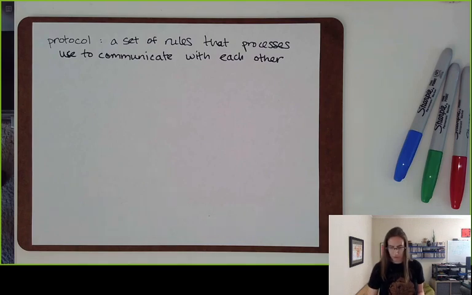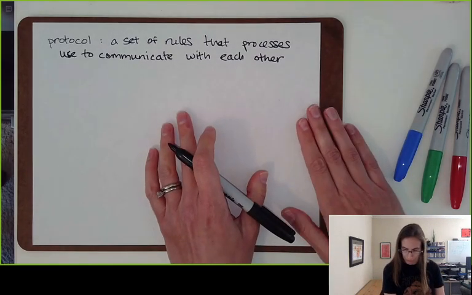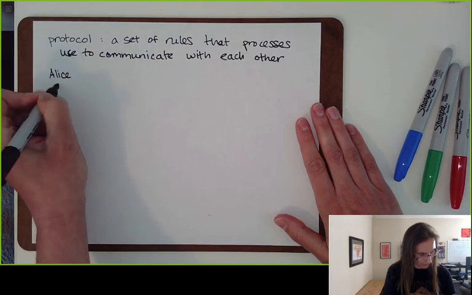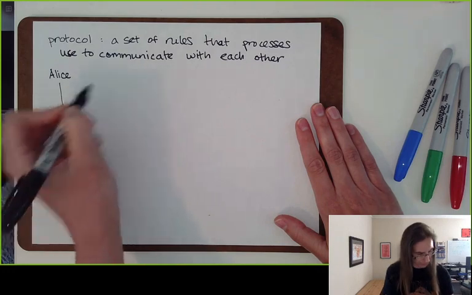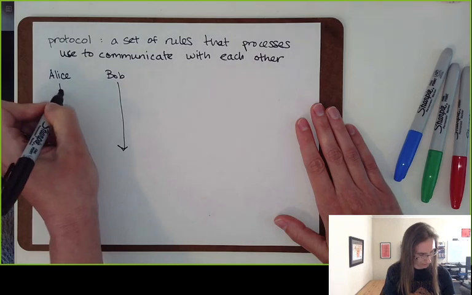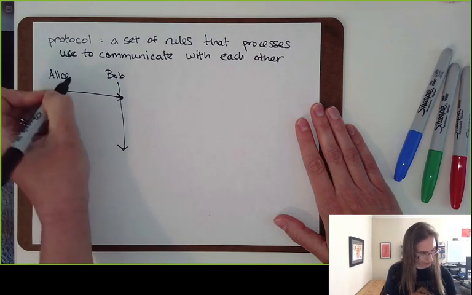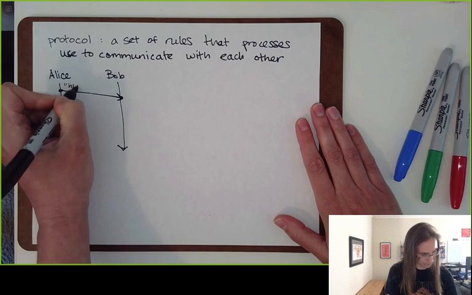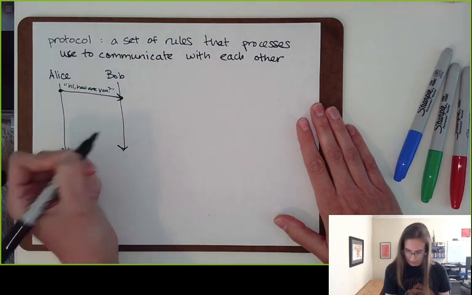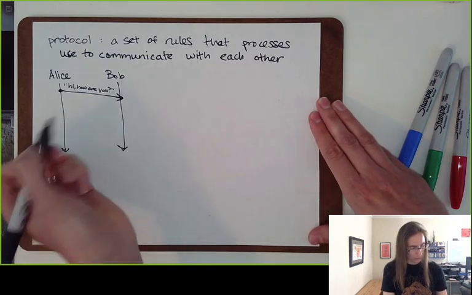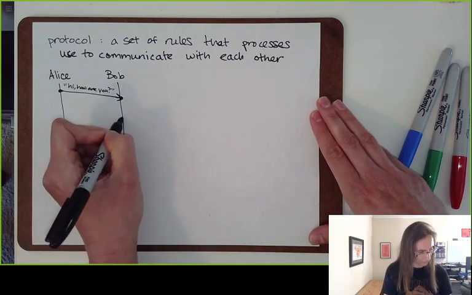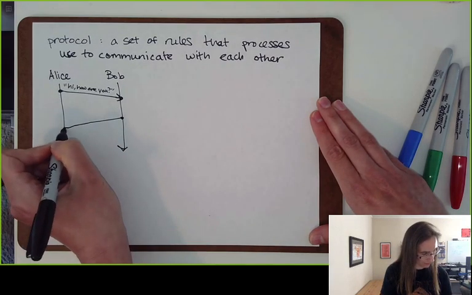Okay, so here's a really simple protocol. You could have a protocol where one machine, let's say Alice, can wake up and send a message to Bob that says, "Hi, how are you?" And then we can say that our protocol tells us that Bob must respond with "Good, thanks."